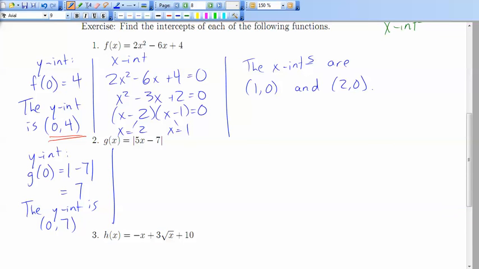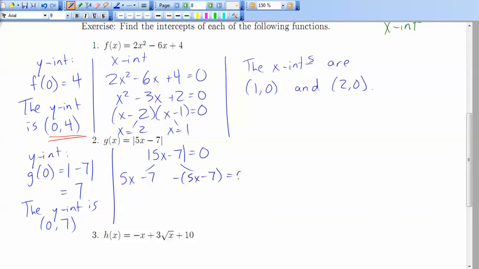Now, if I want to solve the equation, absolute value of 5x minus 7 equals 0, turns out I need two cases. Now again, you don't need to know how to do this now. I just want to talk about the idea. All I want you to get out of this is to find the x-intercept, you set the function equal to 0 and then solve for x. How you solve for x is something we'll need to talk about later in the course.